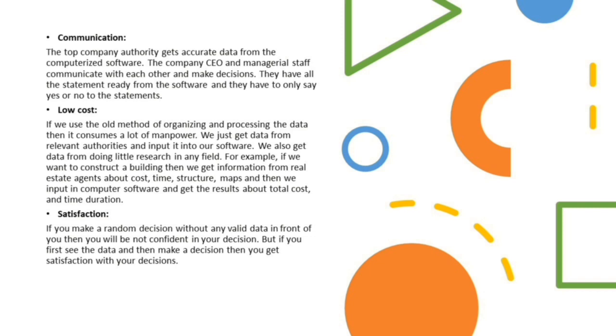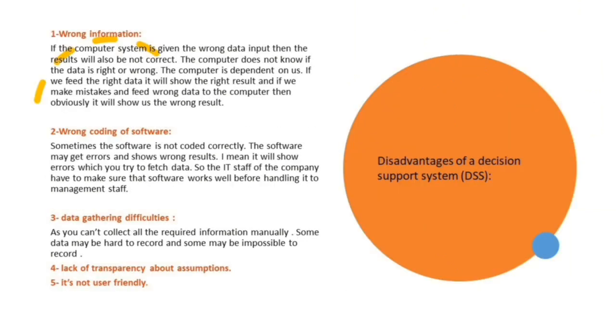On the other hand, we'll talk about the disadvantages. First, wrong information, as if the computer system is given the wrong data input, then the result will also be incorrect. Second, wrong coding of software, as sometimes the software is not coded correctly, so it shows wrong results. Third, data gathering difficulties. As you can't collect all the required information manually, some data may be hard to record. Fourth, lack of transparency about assumptions. Fifth, it's not user-friendly.